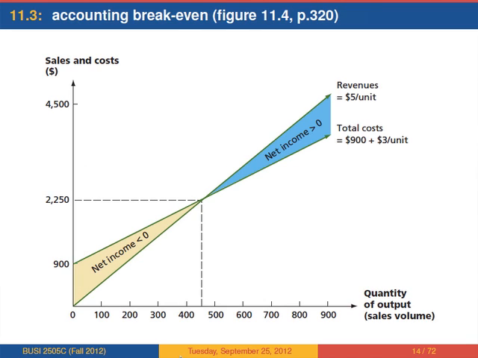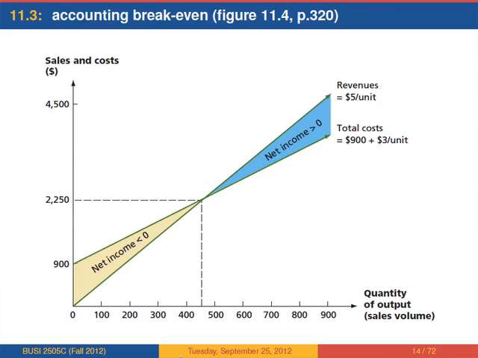This line here that starts at the origin, that's what your revenues are. If you sell 0 units, you have 0 revenue. Right? Quantity equals 0 means sales is equal to 0. But you still have to pay the fixed cost. So when you have 0 units, your net income is minus 900, because you have 0 sales and then minus 900 in cost.